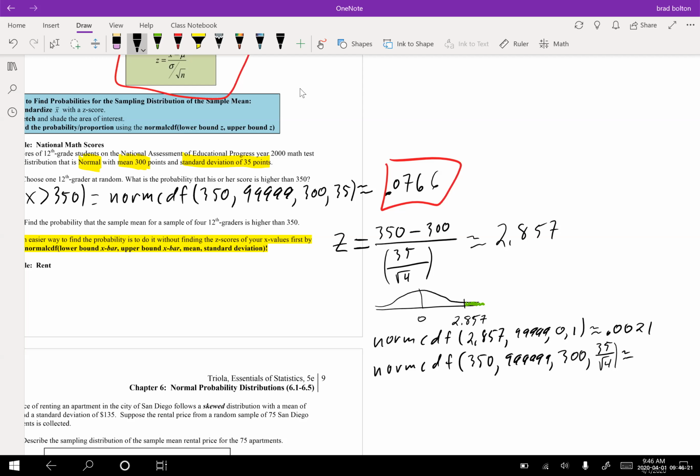So let's do normal CDF. Now think about this in your mind. What should we get? That's the question. What should we get? Well, we should get the same exact thing that we've been doing. Or, you know, really darn close within a rounding error.